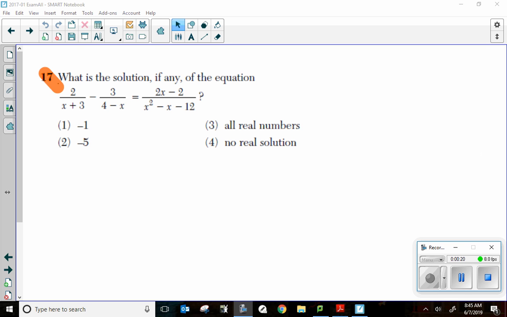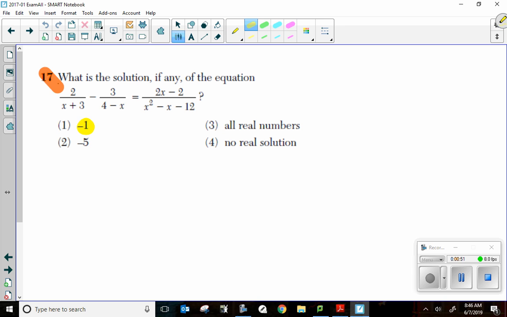Okay, 17. Here's what's going to happen. Straight algebra. What is the solution, if any, of the equation 2 over x plus 3 minus 3 over 4 minus x equals 2x minus 2 all over x squared minus x minus 12? If you're looking at this saying, I would not know how to do this, well, good news for you is you are only solving for one variable.